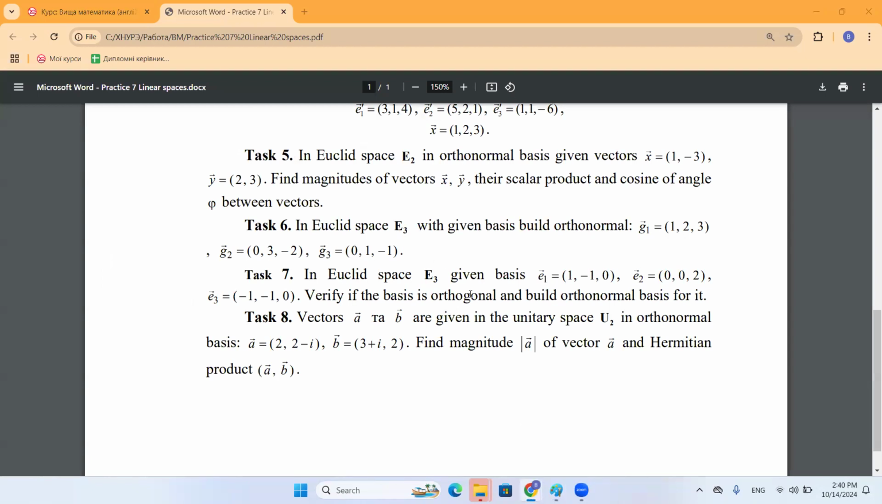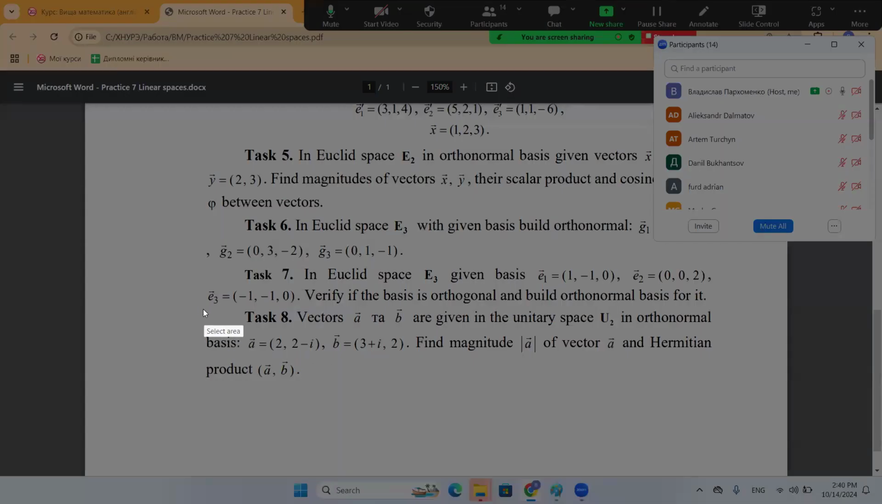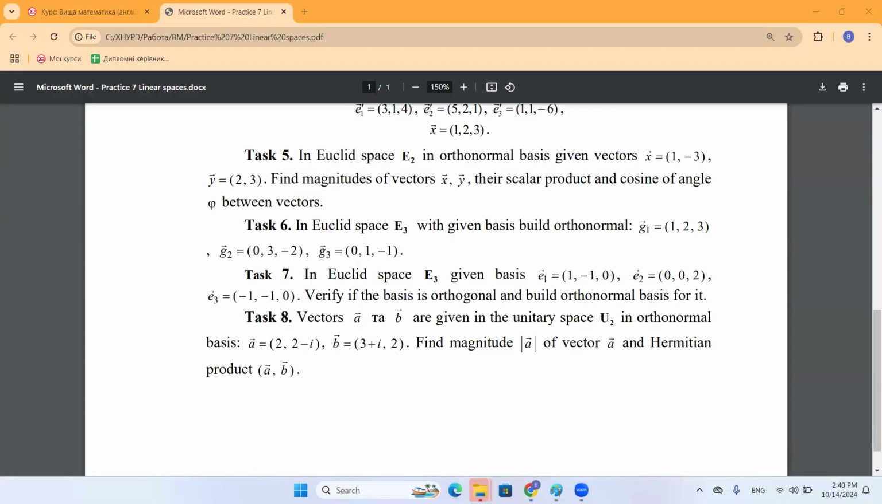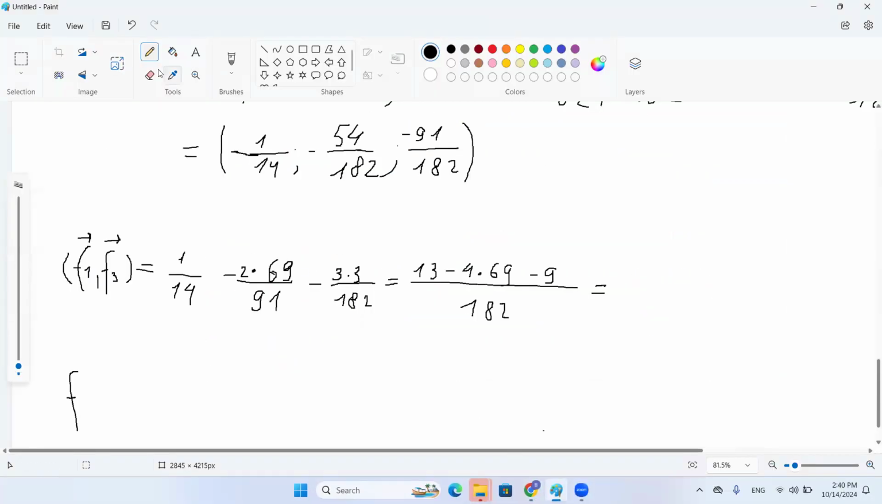For task number 7, it is actually almost the same as task number 6, but with even fewer actions. We already have an orthogonal basis. Yeah, first verify and then build the orthonormal one. And now let's solve task 8 quickly. So what do you remember about unitary spaces? Or maybe some questions about task 6.